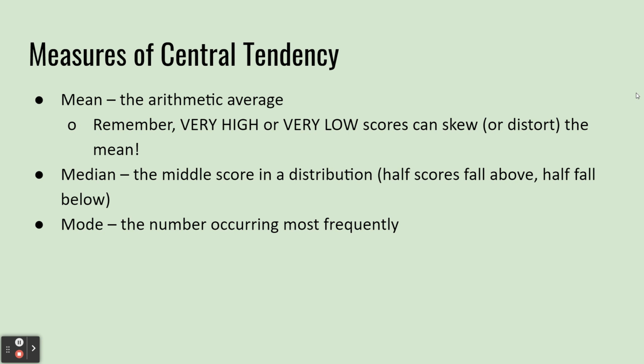The median is the middle score. So if I line up all of the numbers from small to big, it's going to be the very middle number. So half of the scores will be above it, half will be below it. The mode is the number that occurs most frequently in a data set.